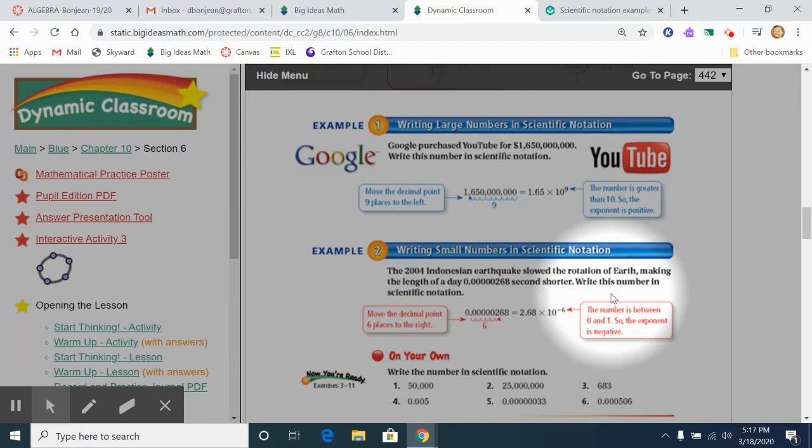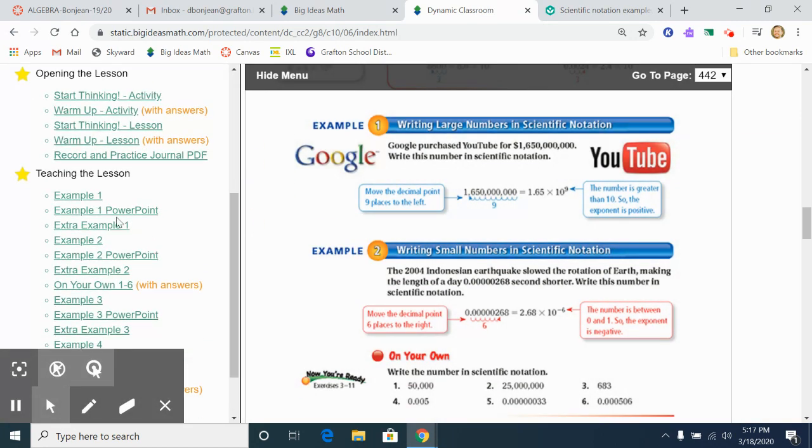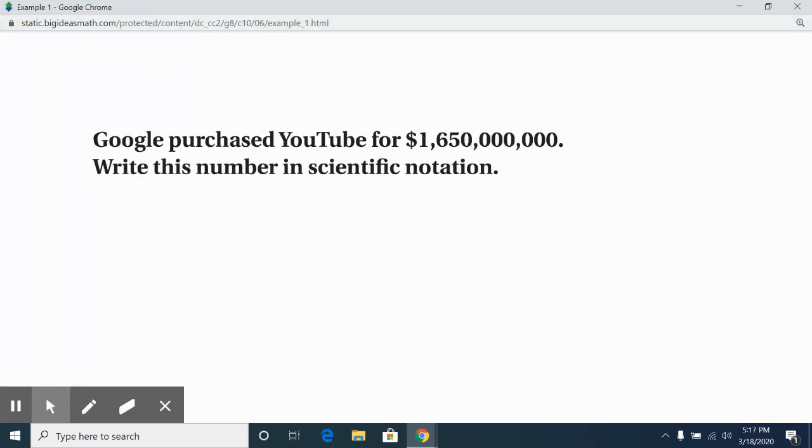So let's give it a try for example 1. All right, let's give it a try. So it's basically giving us a scenario where, why would a big, large number be used in the real world? Or how can we rewrite this large number in scientific notation? Well, it says Google purchased YouTube for $1,650,000,000. Write this number in scientific notation.